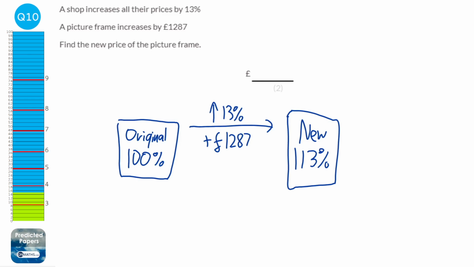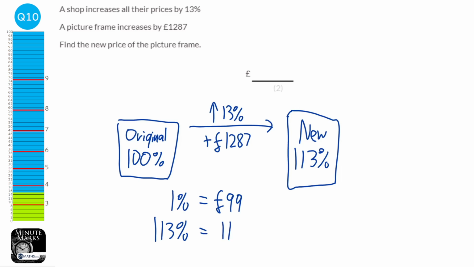So what we're going to do is we're going to work out what 1% of the price increase is. Instead of 13%, we're going to work out what 1% is. And we're going to do that by dividing the amount by 13, and we get 99. So 1% represents £99. So 1% of the original represents £99. But the new amount is 113%. So we need to times the £99 by 113, which gives us £11,187. So the picture is now worth £11,187.